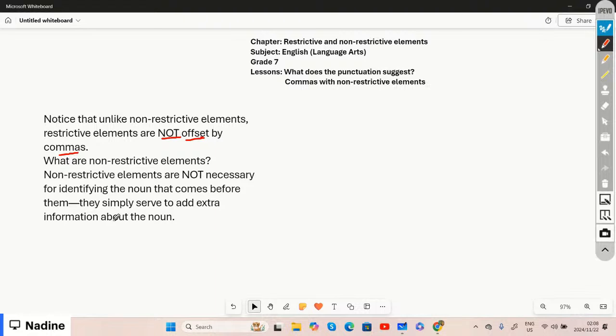So now the question is, what are non-restrictive elements? Non-restrictive elements are not necessary for identifying the noun that comes before them. They simply serve to add extra information about the noun. So that is non-restrictive elements. Basically, they add extra information about the noun.